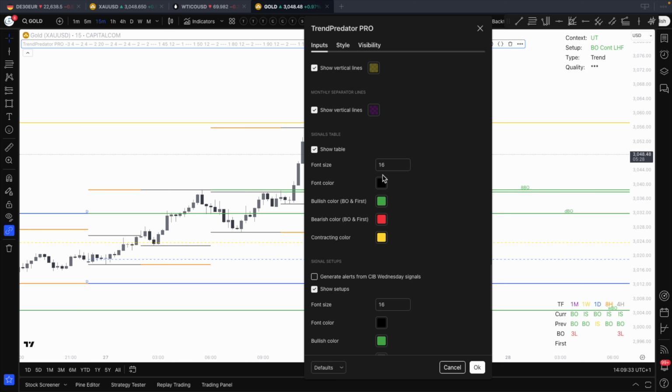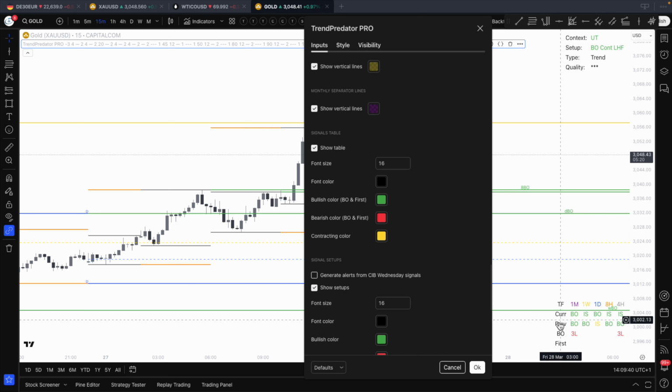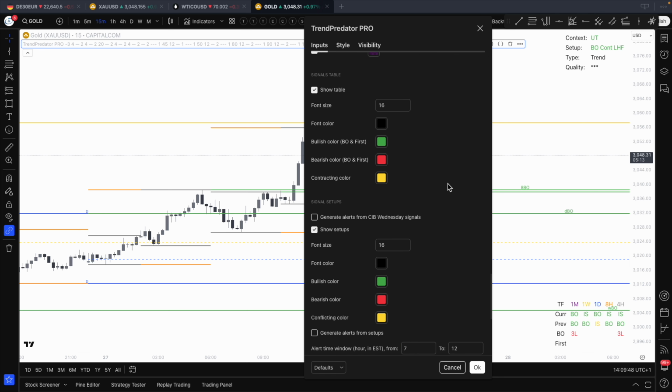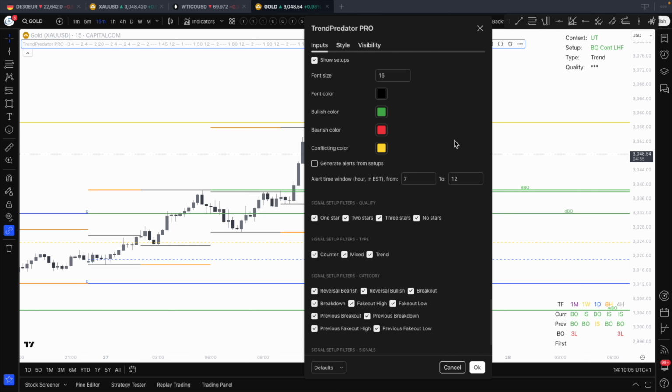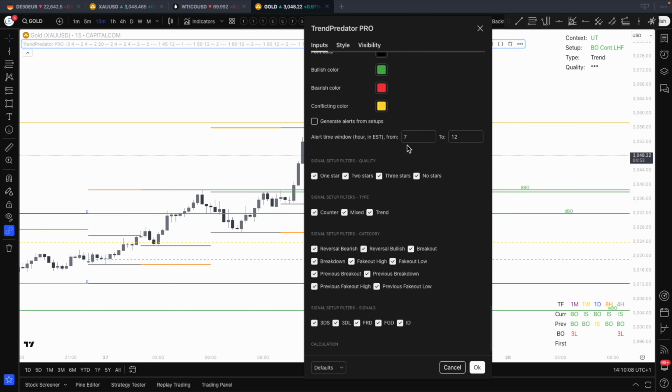Then you have the signals tables. You can switch them on and off, and especially the font color is important here. Of the table, so that's this black here and this black. If you are on a bright background, you want to have this and this here in black. If you're on a dark background, you can keep them white. Standard is white, and you can change that here. Also all the other colors. So if you don't see the yellow, for example, you can change that, and you can also change the font size here, of course.